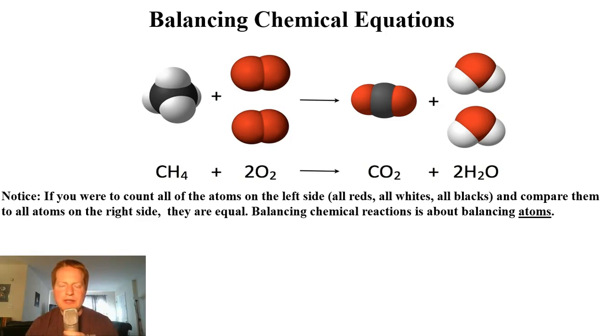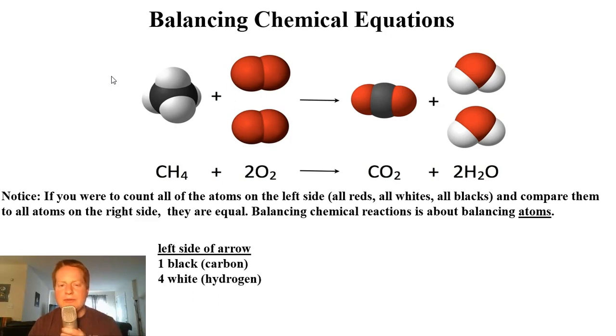Okay, so first thing, here is a chemical equation that's already balanced, just to show you an example. Remember that Antoine Lavoisier said that matter can't be created or destroyed, but only rearranged. So if we check the left side of this arrow, in other words the reactants before the chemical reaction, we have a certain number of each type of atom. On the left side, we've got 1 black, which is carbon, 4 white, which is hydrogen, and 4 red for oxygen.